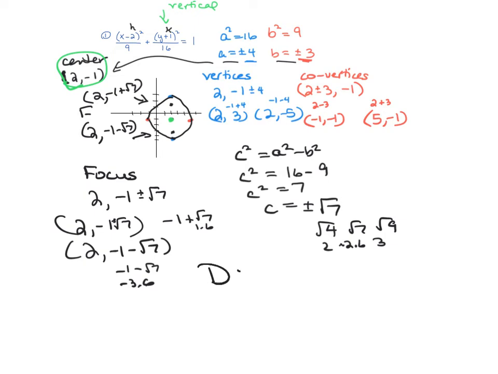Domain, it's going from -1 to +5. Range, -5 to +3.